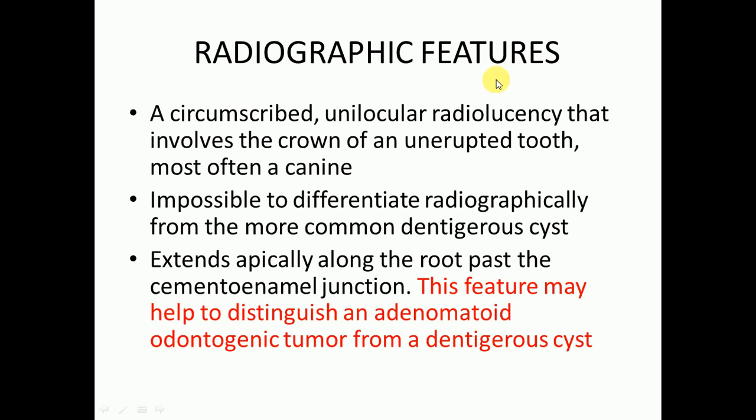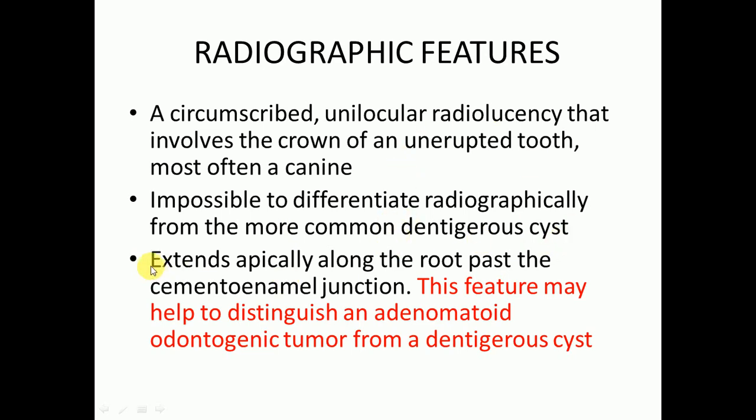Now we will discuss radiographic features. There will be a well circumscribed unilocular radiolucency that involves the crown of an erupted tooth, most often a canine. So whenever there is a unilocular radiolucency present on the canine of the maxilla, you may write adenomatoid odontogenic tumor in the differential diagnosis. It is impossible to differentiate radiographically from the more common dentigerous cyst.